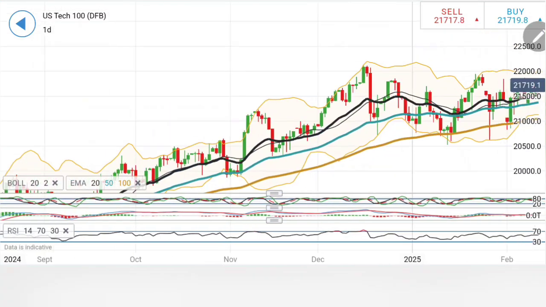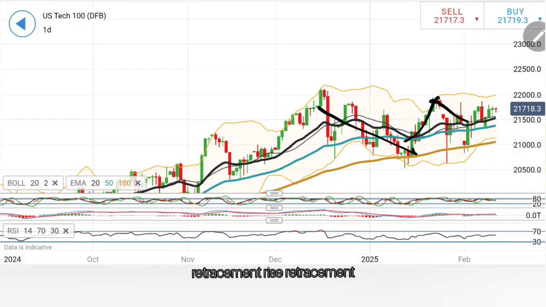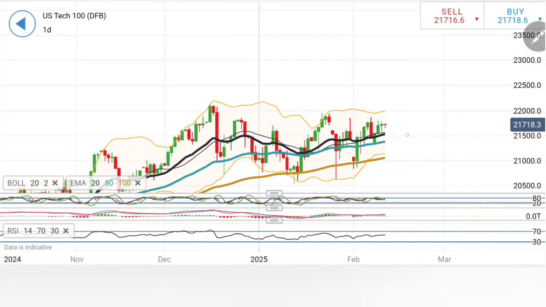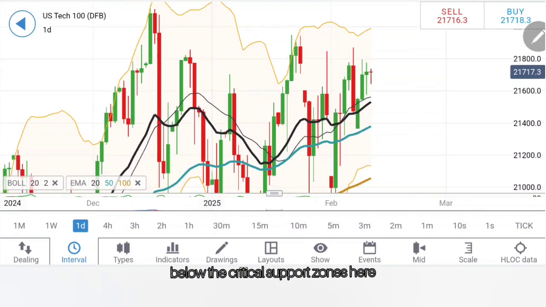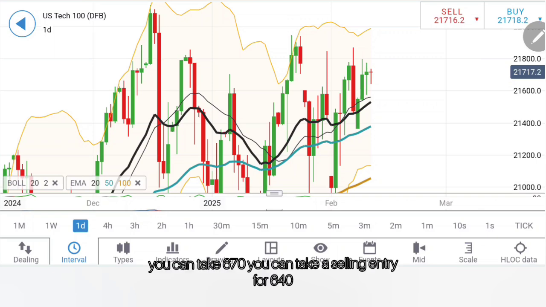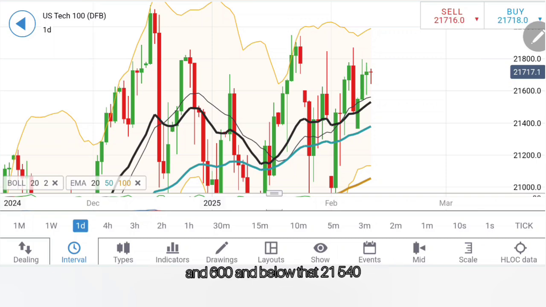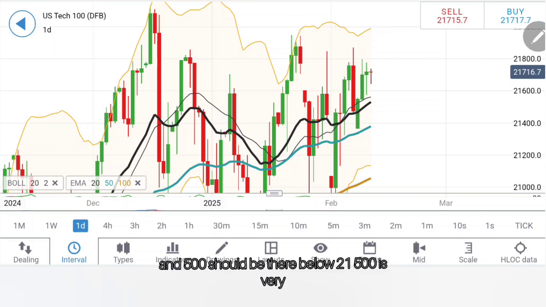Also notice retracement, rise, retracement, and this is the second wave which is going on, and thus you have to wait for it to trade below the critical support zones here. If you see it is staying now below 21,570, you can take a selling entry for 640 and 600, and below that 21,540 and 500 should be there.